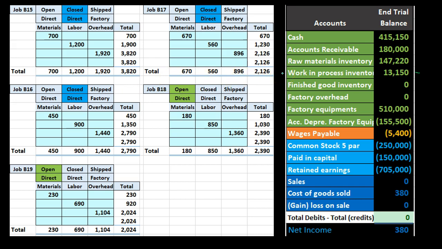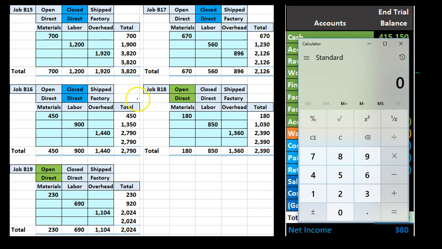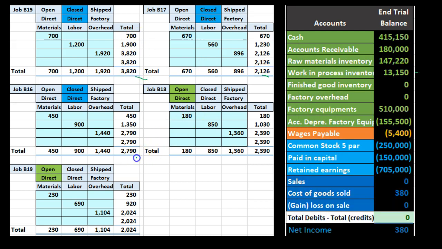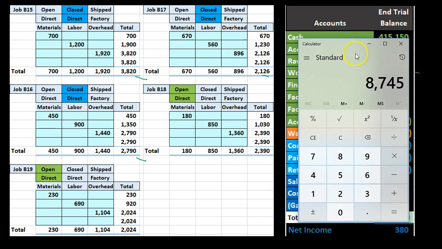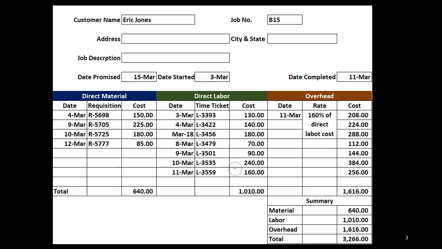The journal entry is pretty straightforward because these are two inventory accounts. We just need to move this to here, but we need to be able to support that by the job sheets, and that's what gets a little bit tricky because we're going to be using these job sheets to back up and support both the work in process and the finished goods. So for the journal entry, according to the numbers we have here, these three blue jobs we're going to move. That's going to be the 3,820 plus the 2,126 plus the 2,790. So that's these three items here, and we're going to move those out and put those into finished goods. So let's do that now with a journal entry.